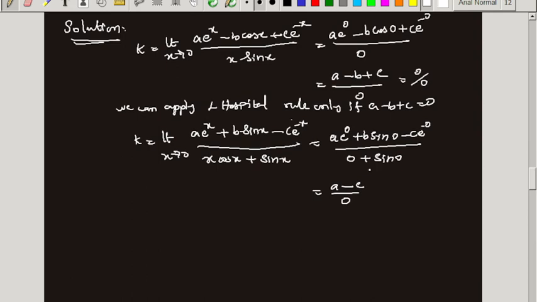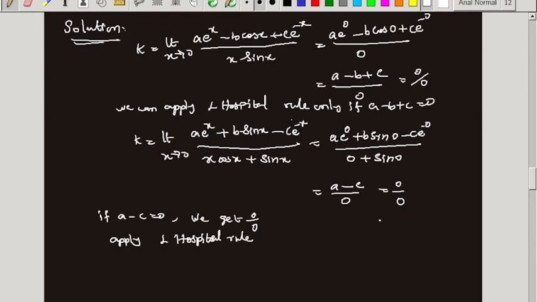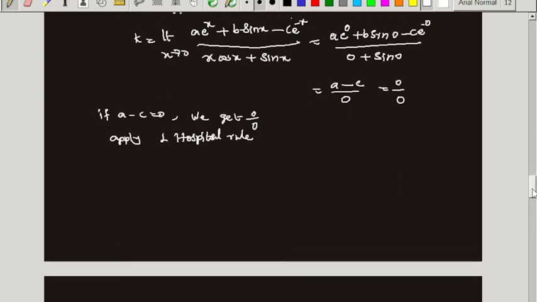So this is of the form 0 by 0, and only then can we apply the rule. If a minus c equal to 0, we get the indeterminate form 0 by 0. So apply L'Hospital rule. Here k equal to limit x tends to 0.